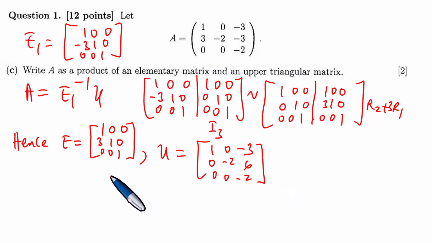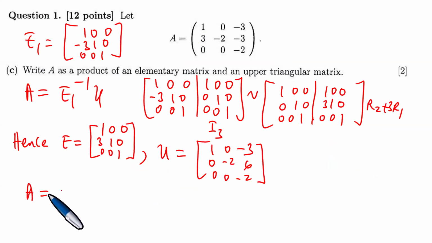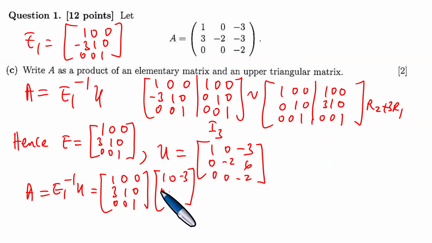Now you need to look at this and say, they said A is a product of that. According to this, A is E1 inverse U. So A is the E1 inverse, which is this one: 1, 0, 0; 3, 1, 0; 0, 0, 1. And then what is the U? 1, 0, minus 3; 0, minus 2, 6; 0, 0, minus 2.